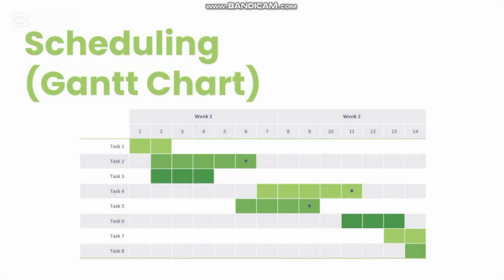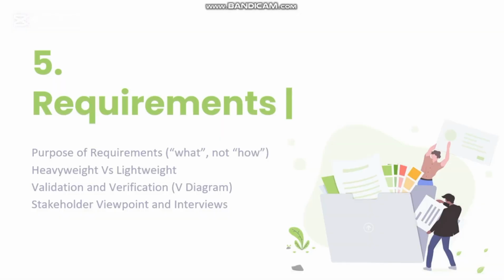This is how we can use scheduling, and we can use a Gantt chart. The fifth lecture was all about requirements. So what is the purpose of requirements? We learn the what part of the problem, not the how part, because we see the how part in designing. Then we have heavyweight versus lightweight requirements.